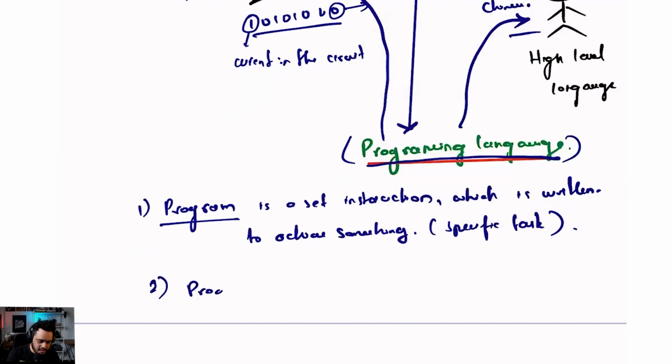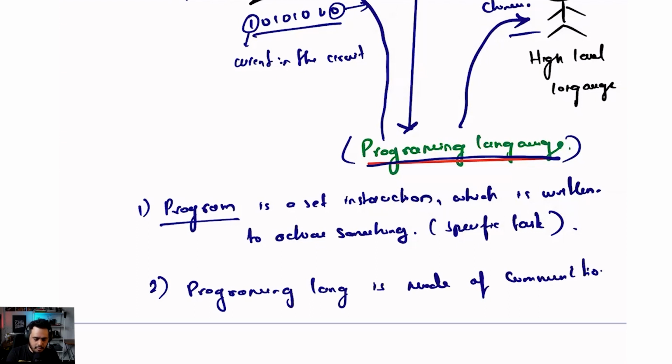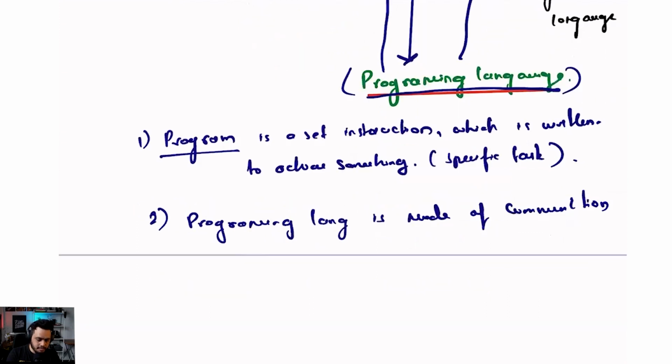Second point, what we can say? Programming language is a mode of communication. Mode of communication between whom? Between the person, programmer, or programmer and the computer. Yep. Okay. Now tell me.